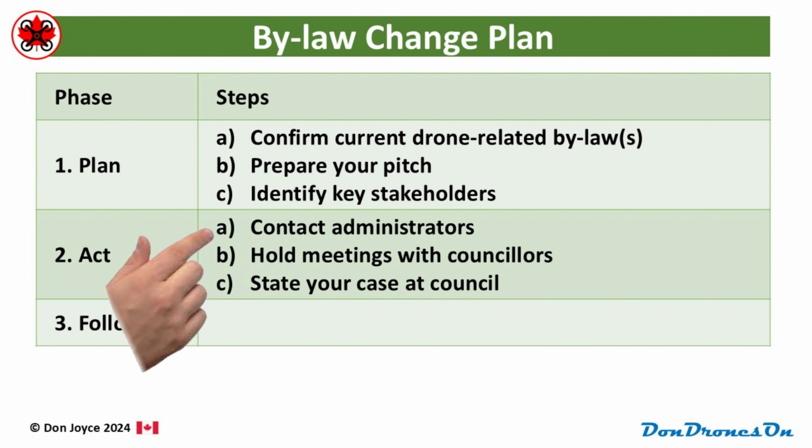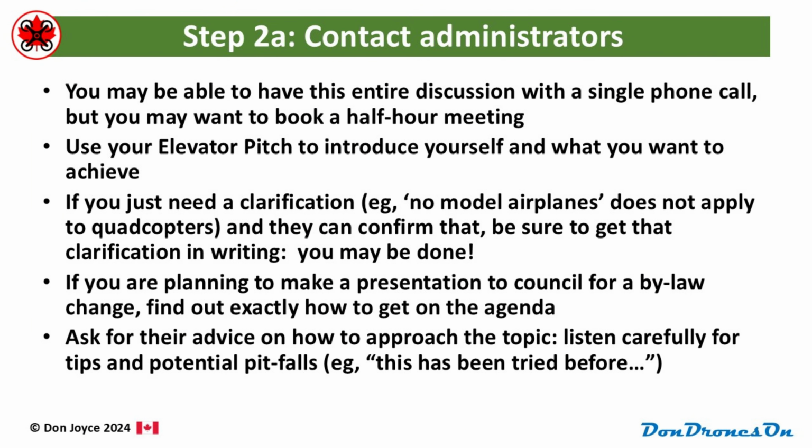Now that you know who you need to talk to and you have your pitch ready, it's time to take action. Phase 2. First, talk to the municipal administrator responsible for the bylaw you're concerned about. Use your elevator pitch to introduce yourself and explain what you want to achieve. If you're simply seeking confirmation about what is or isn't a model airplane, for example, they may be able to resolve your issue instantly on the phone. If they do, wow, you might be done. Just be sure to get their confirmation in writing.